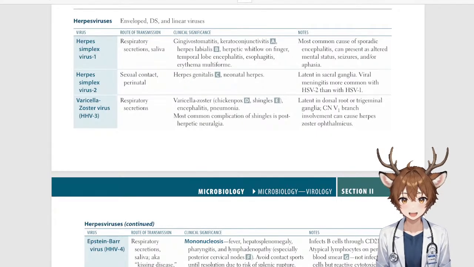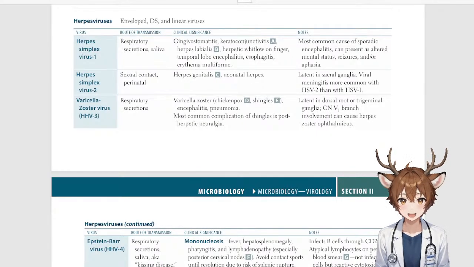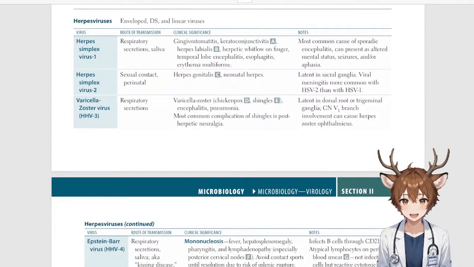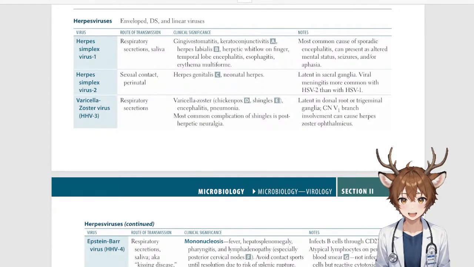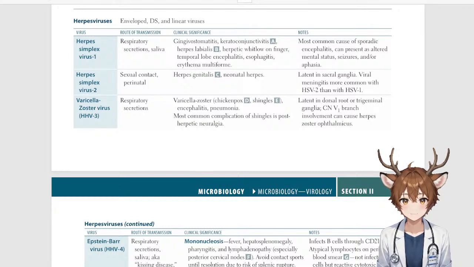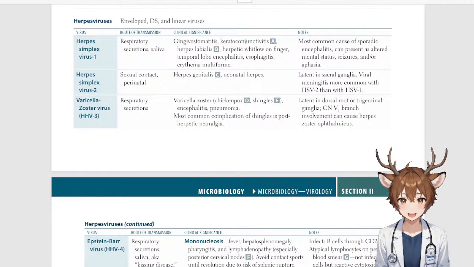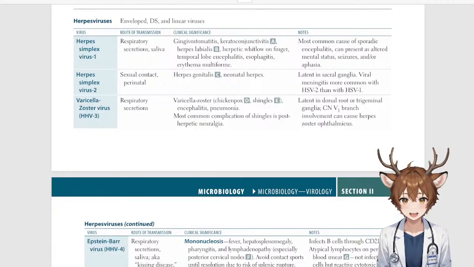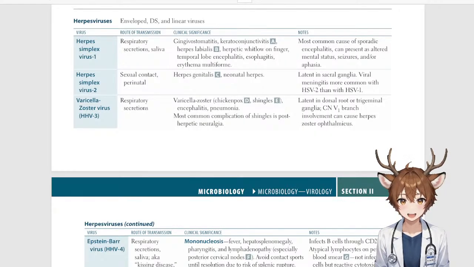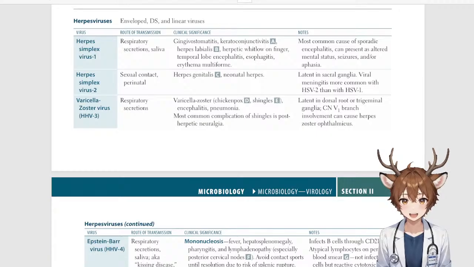Anyway, herpes simplex virus 1. Transmitted by respiratory secretions and saliva. Clinical significance: gingivostomatitis, keratoconjunctivitis, herpes labialis, cold sores, herpetic whitlow on the finger, temporal lobe encephalitis, esophagitis, erythema multiforme, and it is responsible for a growing percentage of herpes genitalis, as I said.